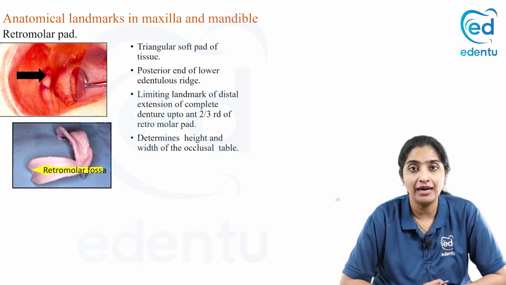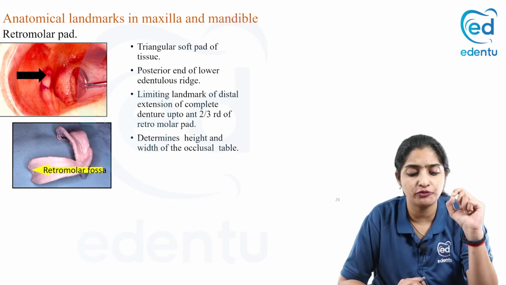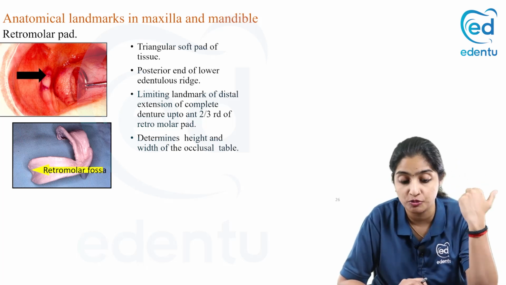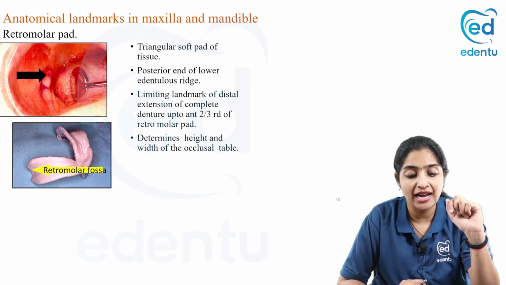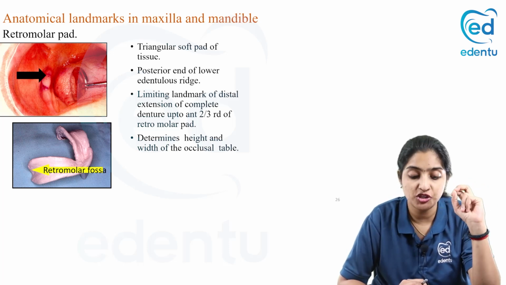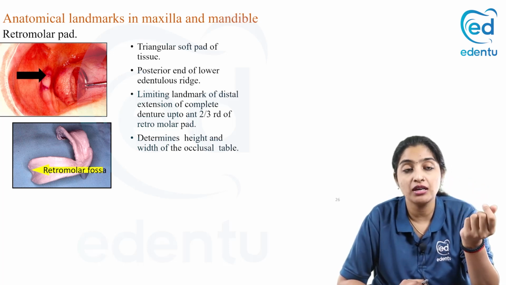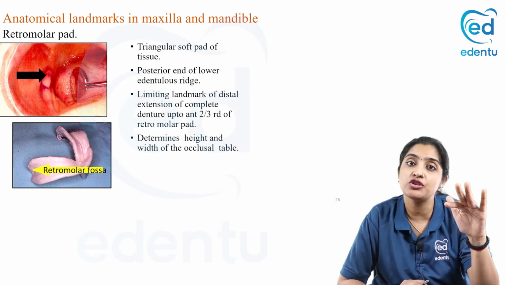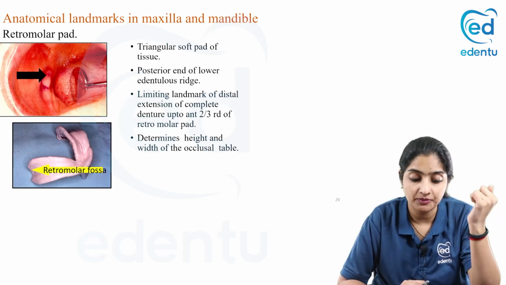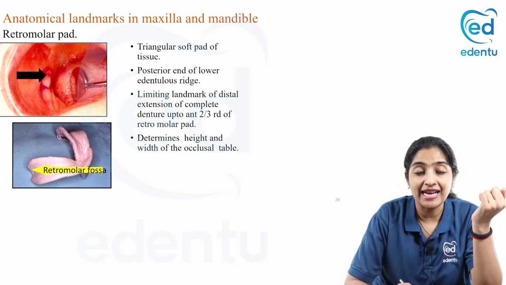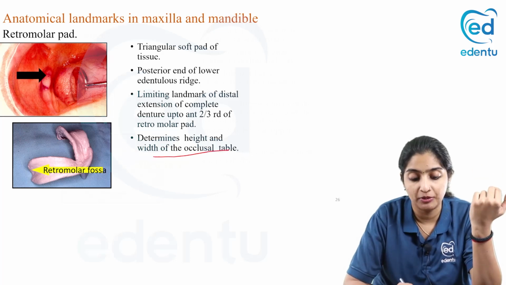Coming to the retromolar pad, it is a triangular soft tissue pad which is seen at the distalmost portion. Now, at the posterior end of the lower edentulous ridge, it is the limiting landmark to determine the height of the occlusal rim or the teeth setting, and determines the height and width of the occlusal table.